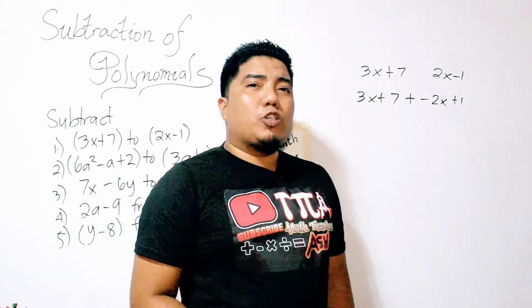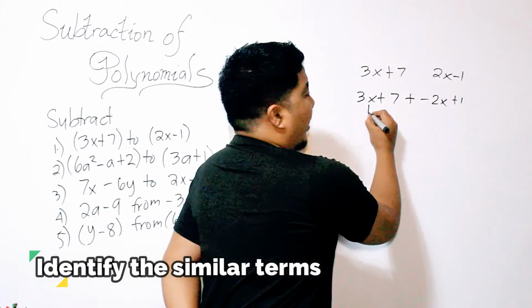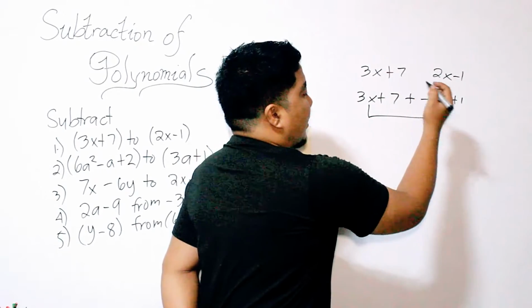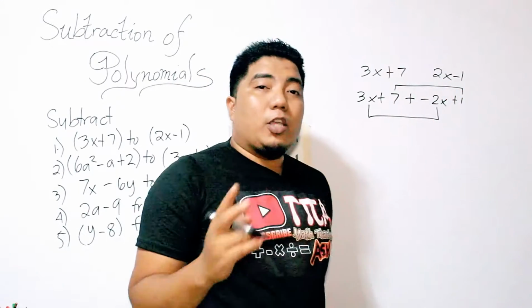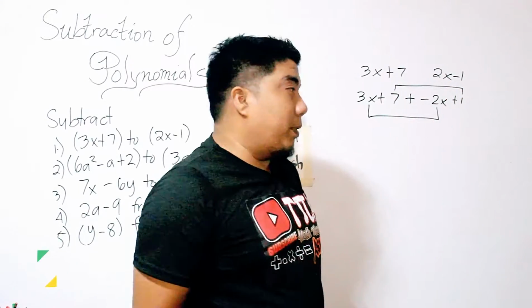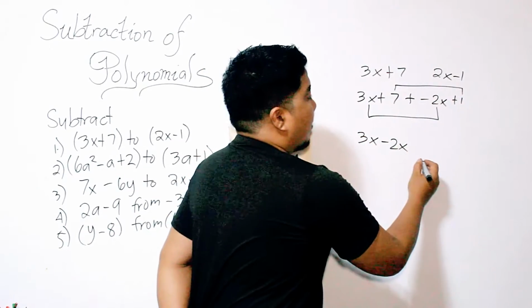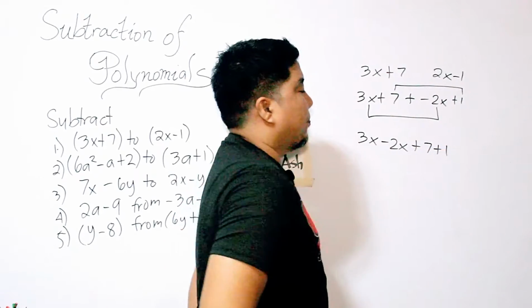Now, the next thing you should do is to identify the common terms. The common term of 3x is here, the negative 2x. The common term of positive 7 is here, the positive 1. So, the next thing you should do is group them. Okay, so 3x minus 2x, and we have positive 7 plus 1.